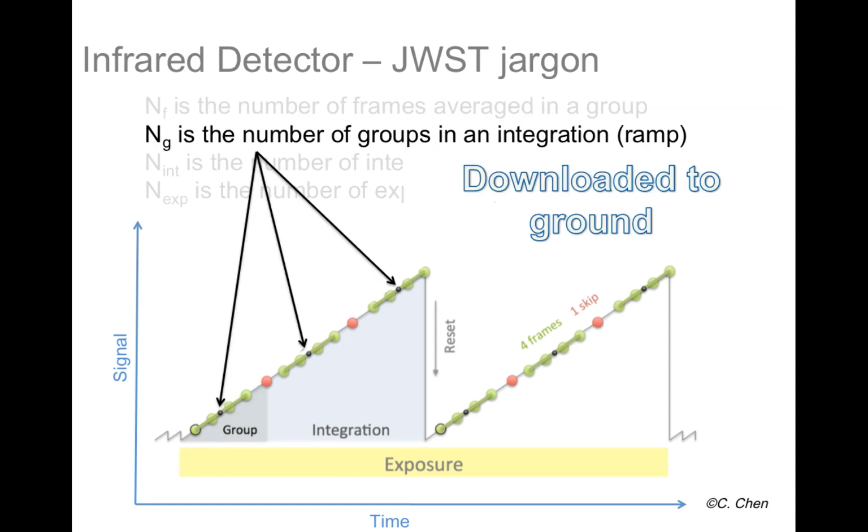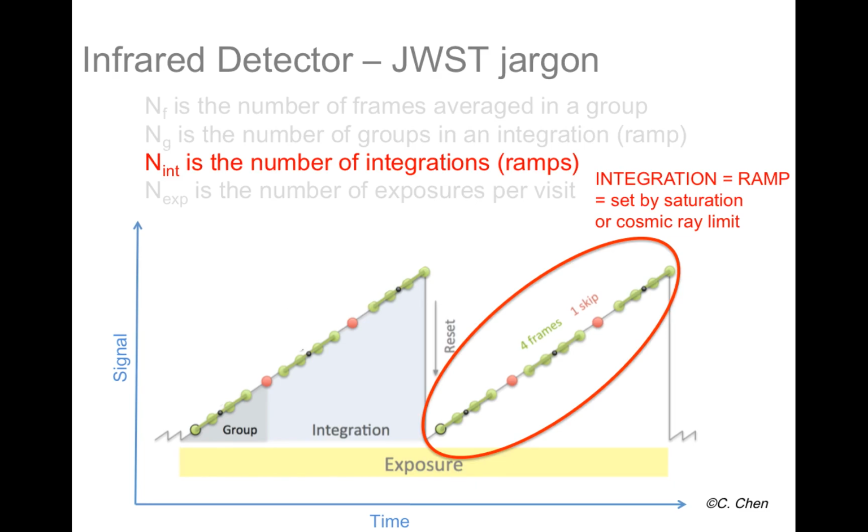Okay, so each group is an average of frames, and you have as many groups as you need to do an integration. An integration here is basically what we are used to as an exposure for CCDs. It's how long you integrate before resetting. It's also called a ramp, and the length of the integration is basically set by your saturation. If you're looking at a bright target, you want a short integration, or if you're going to do deep fields you don't want to integrate too long because cosmic rays may start to impact your images.